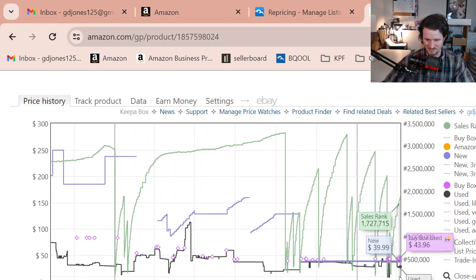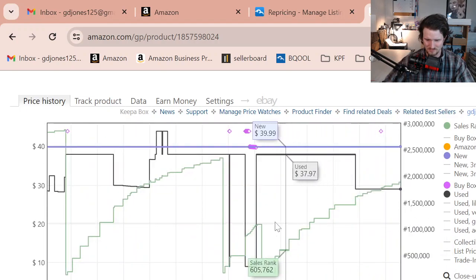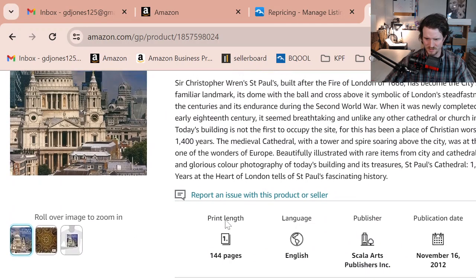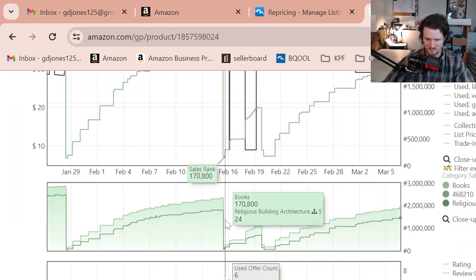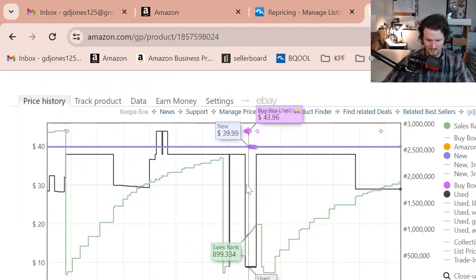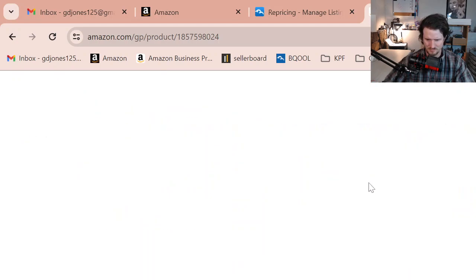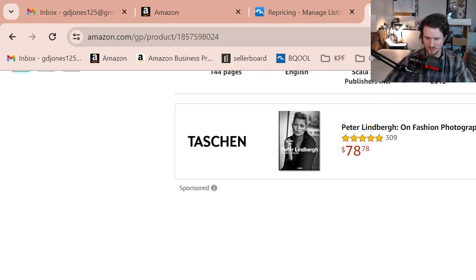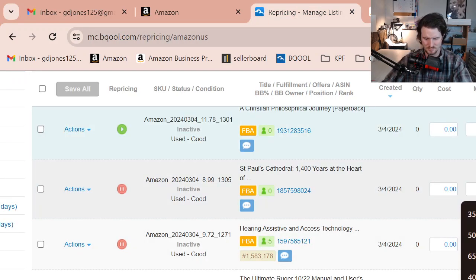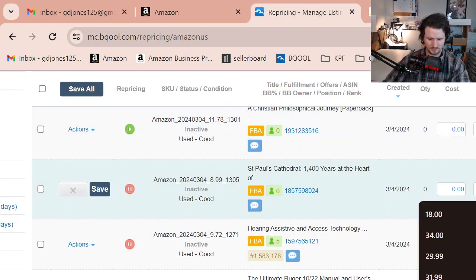Let's see here. So yeah, I think 37 is a good spot to be. Let's see, what's the used offer? Oh, we don't have a used. Oh yeah, buy box 37. Boom. Perfect. Let's put it at 37.